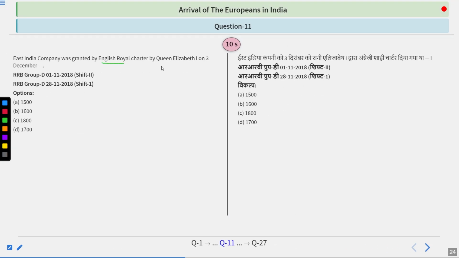East India Company was granted the English Royal Charter by Queen Elizabeth I on 31st December. So the options are 1500, 1600, 1800 or 1700. Try to find out the answer, guys.